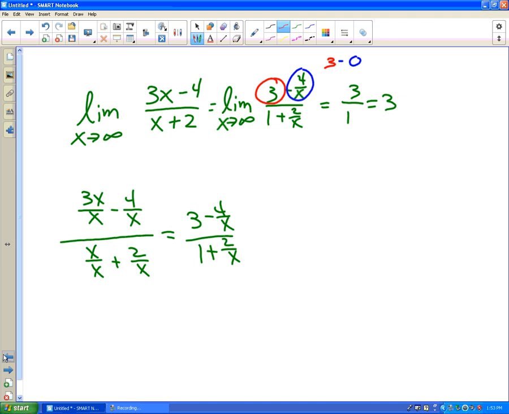There, that piece would be infinity. So that's part of the reason why we're dividing by x, so that we don't have this 3x that we can't deal with. Now we have a 3 and a 4 over x that we can deal with. Rachel?